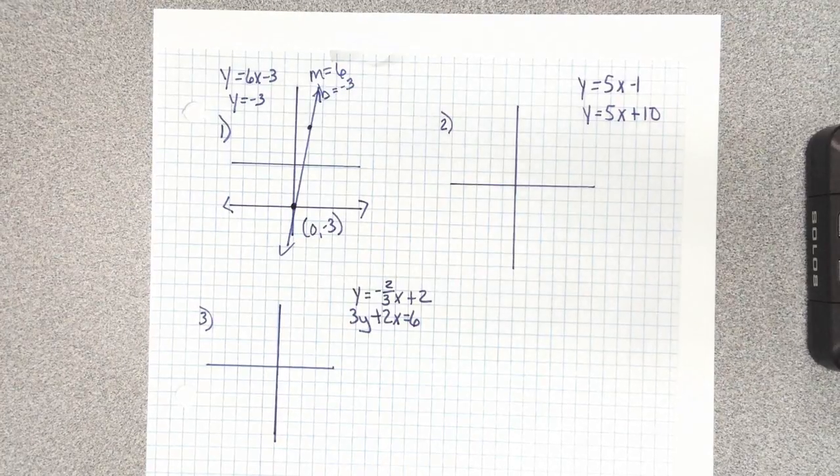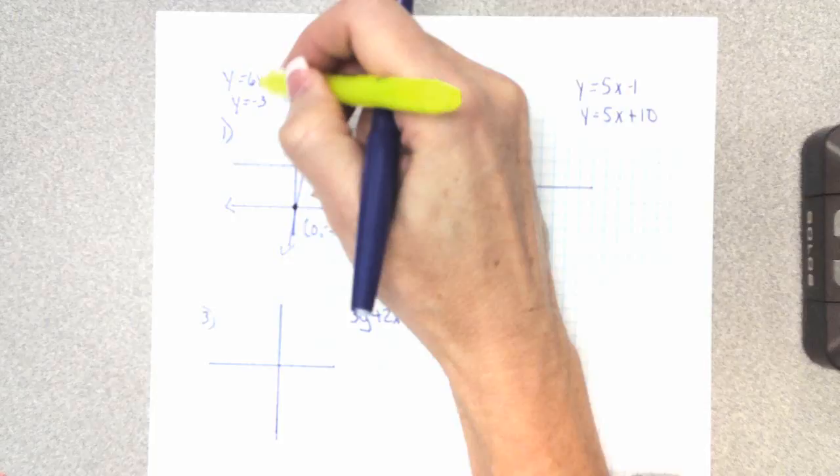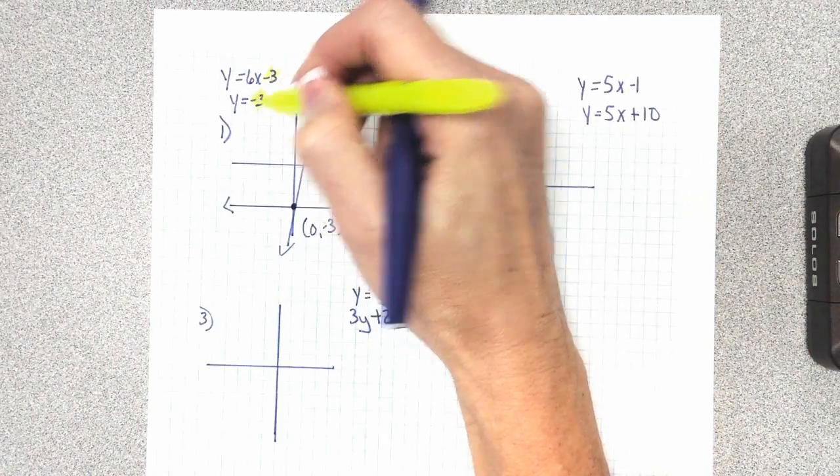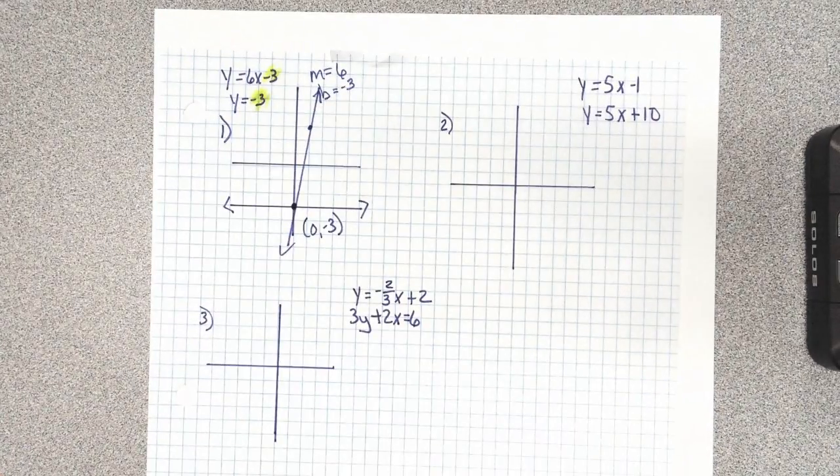Now, if you could have told that from the equations, both seeing the negative 3, that would have been fine, and you could have given your answer. But if you didn't see it and had to graph it, that works too.